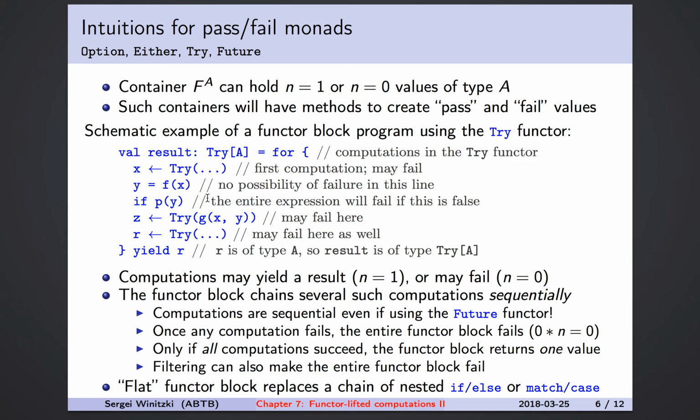And these containers usually have special methods in order to create pass and fail values. An example of this is a try, a good example. Try has methods to catch exceptions. If an exception occurred, then it will be a fail, and if it didn't occur, then you would have a value. So that's a typical pass-fail monad. Here is a skeleton or schematic example of a functor block program that uses try.